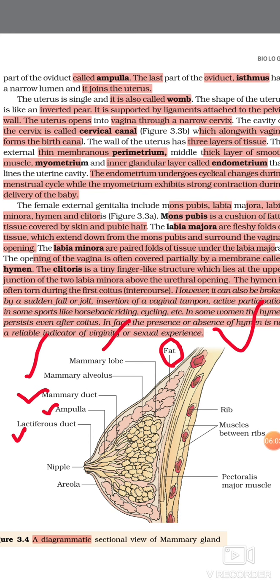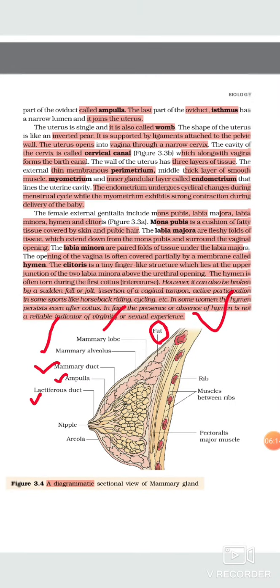After the uterus, next are the external genital parts. The female external genital parts include the mons pubis, labia majora, labia minora, hymen and the clitoris. The mons pubis is a cushion of fatty tissue covered by skin and pubic hair, so it is the outermost part. Then the labia majora has fleshy folds of skin, extending downwards and surrounding the vaginal opening. Then there is the labia minora, a paired fold of tissue present under the labia majora.